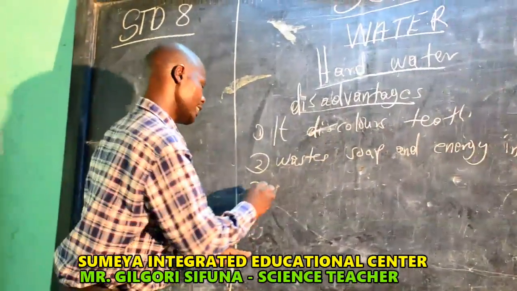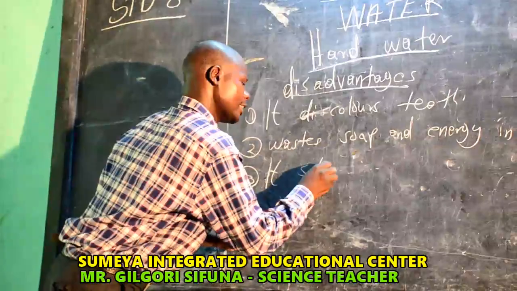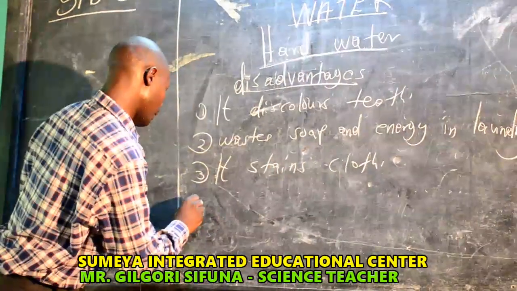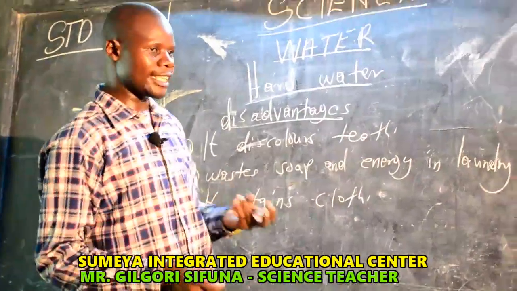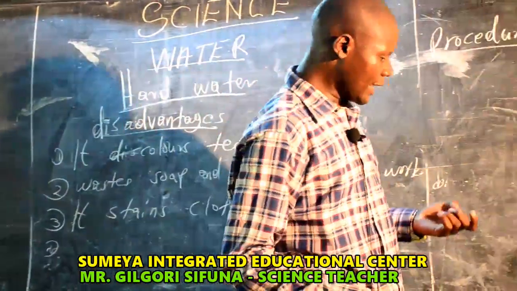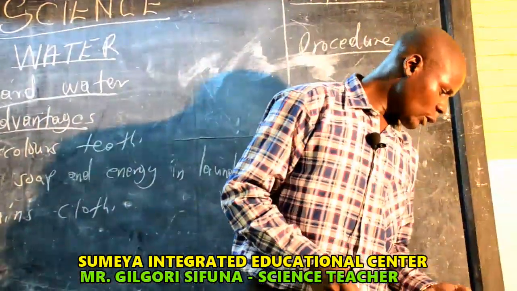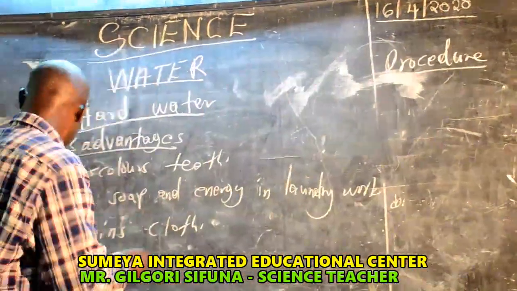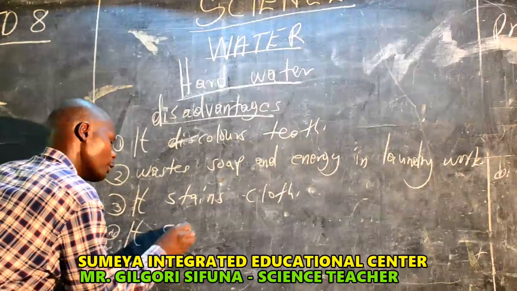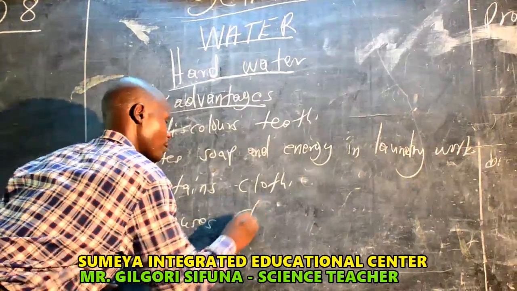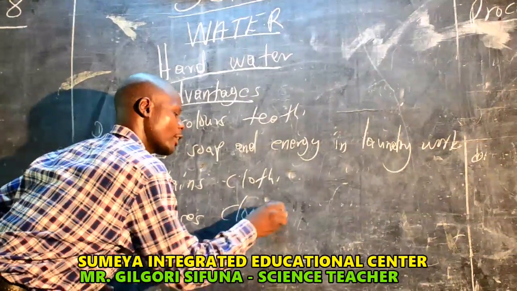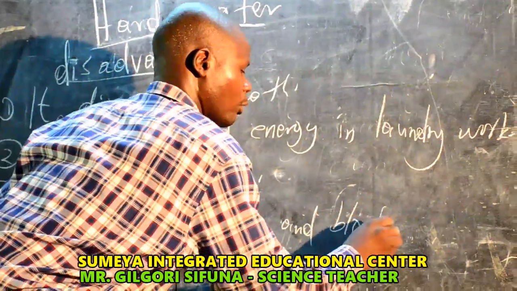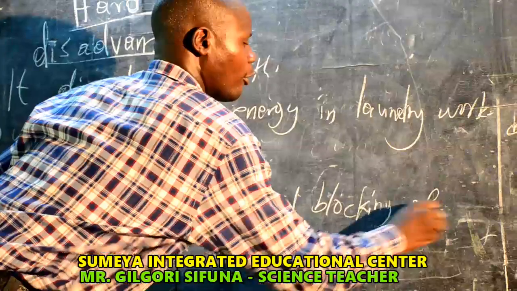Number 3, it stains clothes in laundry work. Number 4, it causes clogging and blocking of the pipes.